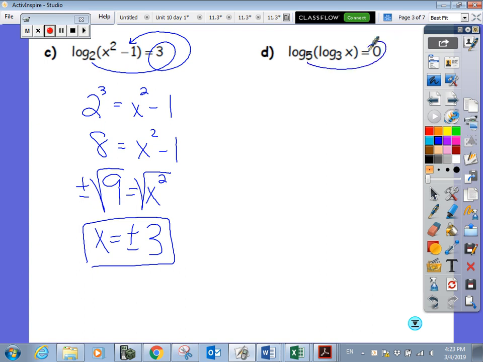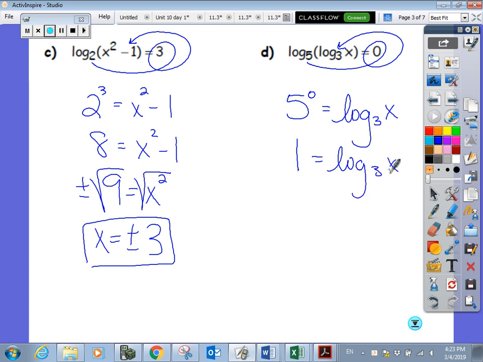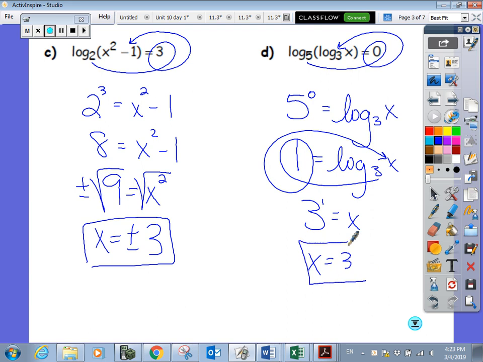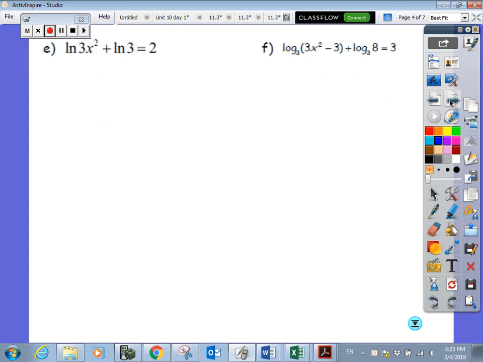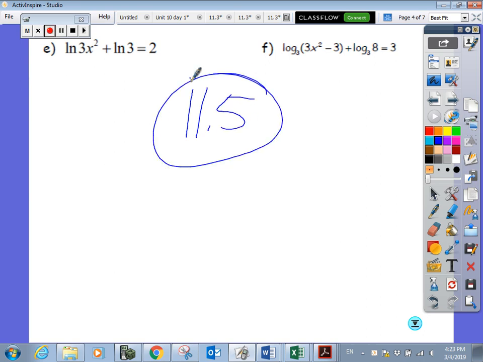All right, here 5 to the 0 equals that argument, which happens to be log base 3 of x. Anything to the 0 power is 1. So this is just a double loop-de, so 3 to the 1 equals x. And we don't write the 1 power, so we just get x equals 3. All right, these also we're going to do with 11.5. Sorry about that, I put them on the wrong day of notes.